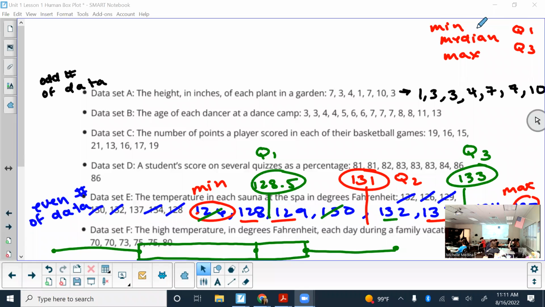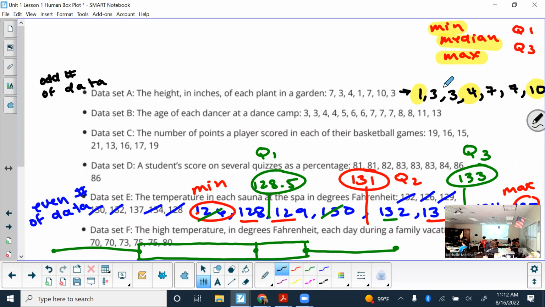So what is the minimum of this data set? 1. So when I make my number line, I need to have a dot over the 1. What else will get a dot over it from this data set? The maximum, which is 10. Good. We have those 2 things figured out. What else would get a dot over it? 4. What does that represent? The median of the whole thing.